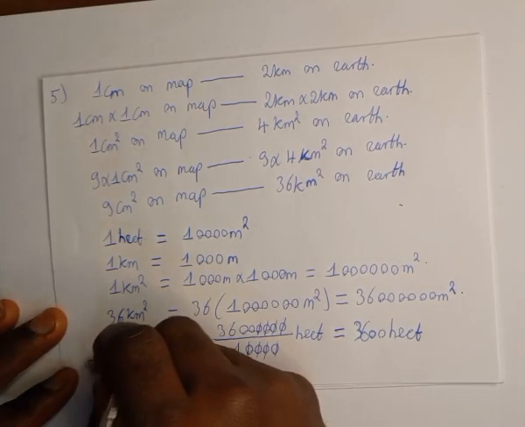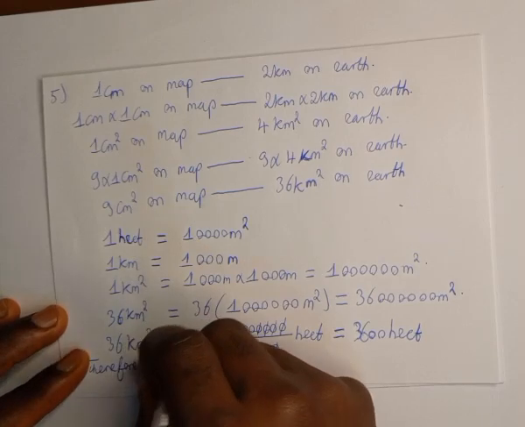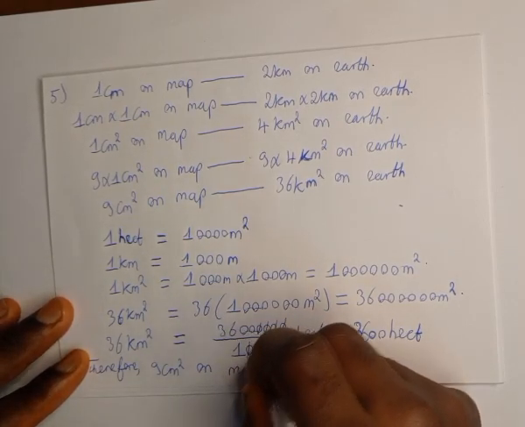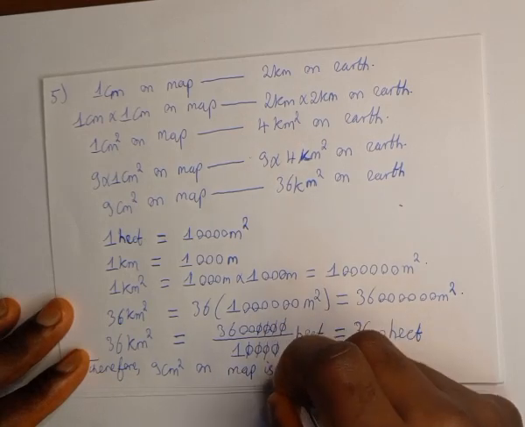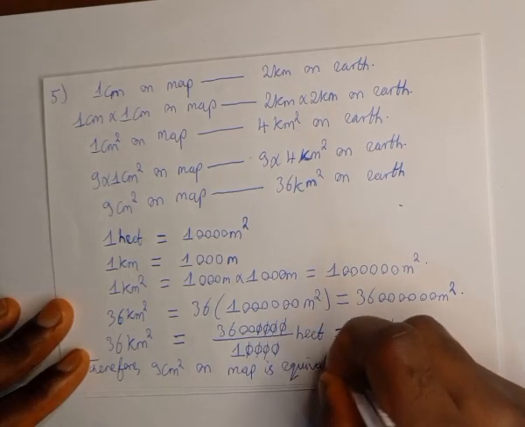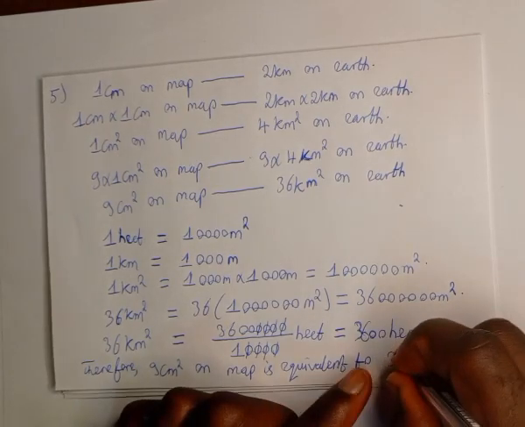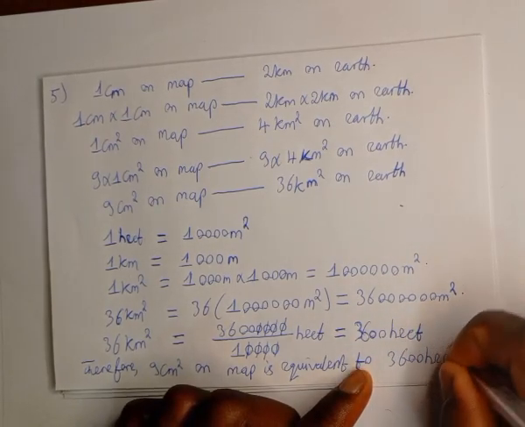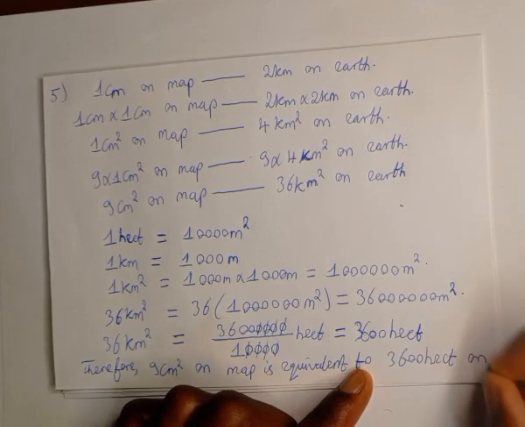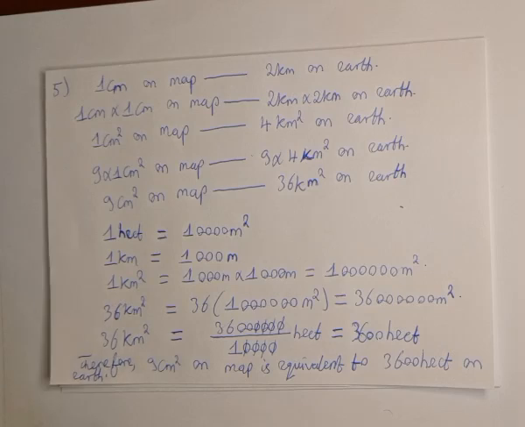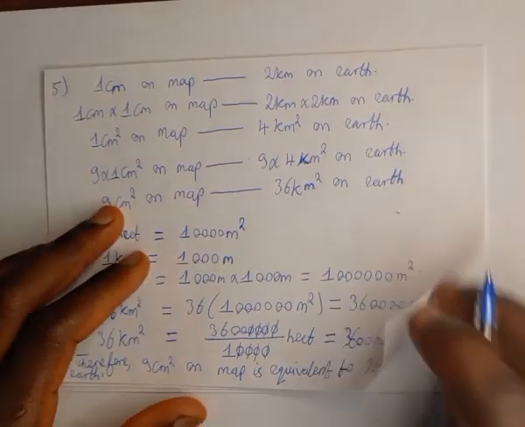Therefore, 9 centimeters squared on map is equivalent to 3,600 hectares on Earth. We are done with question 5. We go now to question 6.